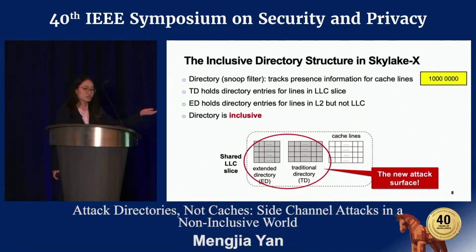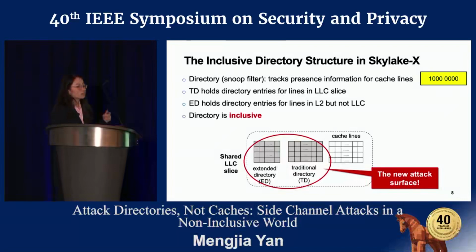So this is the structure for this non-inclusive cache. In an inclusive cache, you also have a directory, which you do not really see. You only have the traditional directory, because that is enough to hold all the cache lines, but you cannot see it. And when people attack the inclusive cache, they are also attacking the directory, because it's a one-to-one mapping.